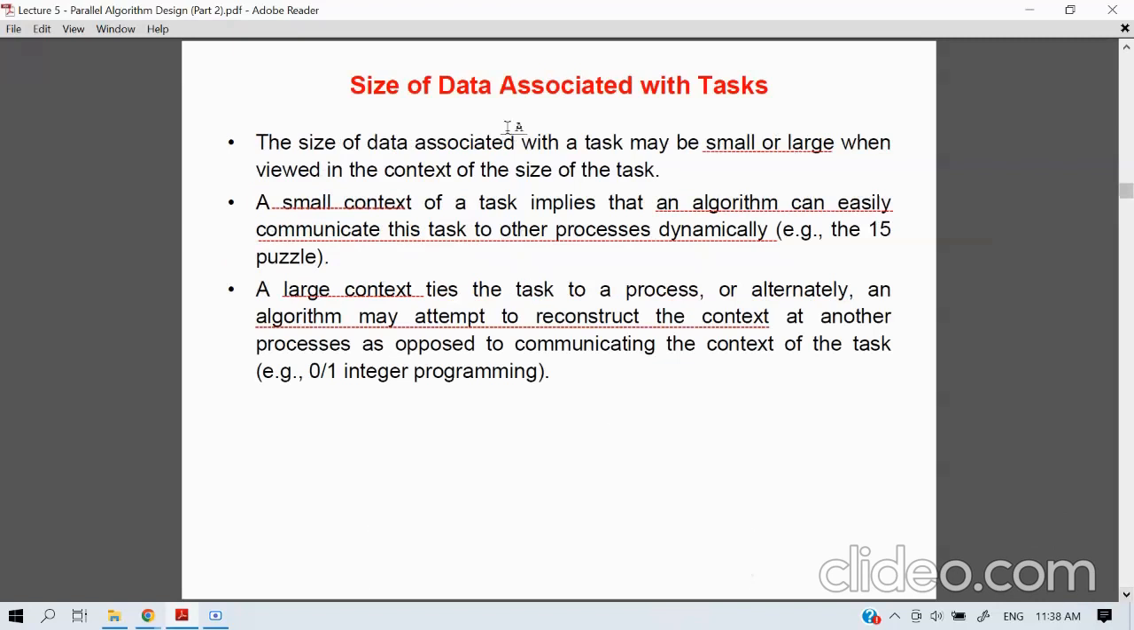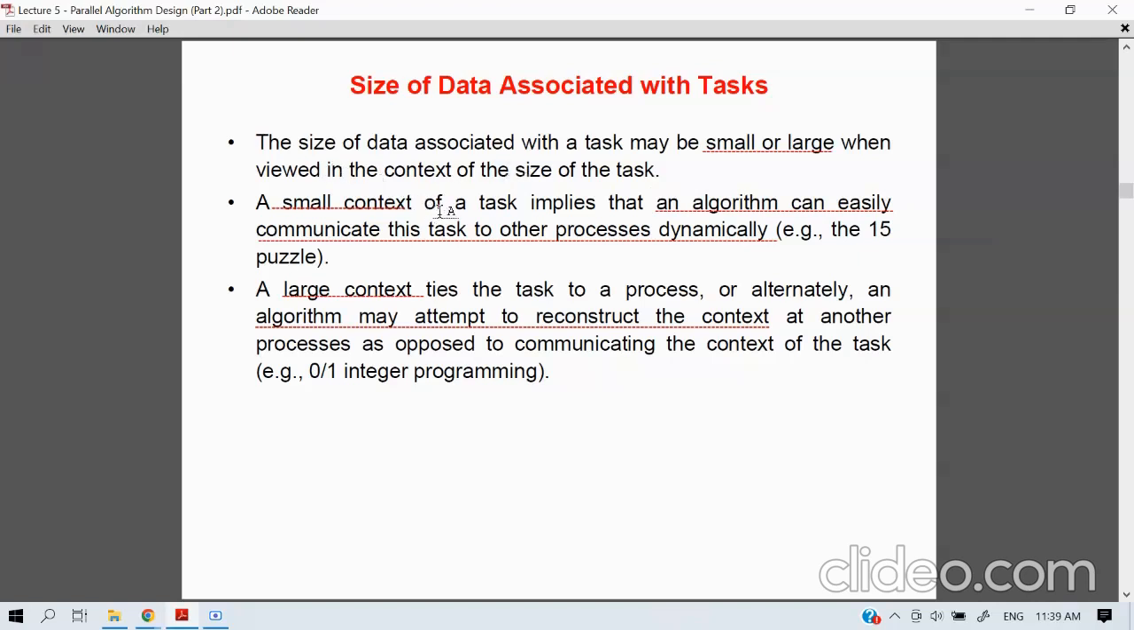Okay. So the third one is called size of data associated with tasks. The second one is about the size of the task, but this one is the size of the data itself that is related with the task. The size of the data associated with a task may be small or large when viewed in the context of the size of the task. When the task is larger, sometimes the data is also large. Vice versa, when the task is smaller, of course the data associated with the task is also small.